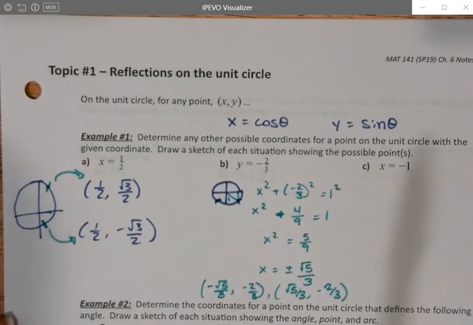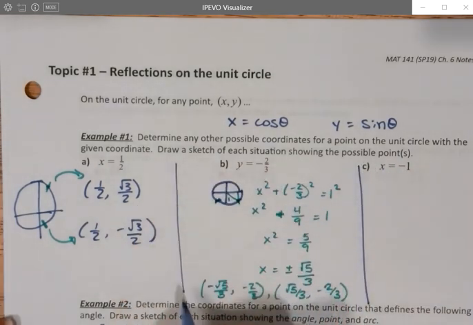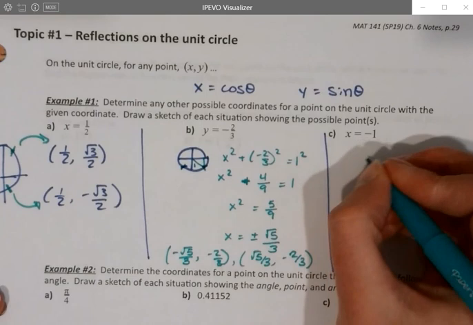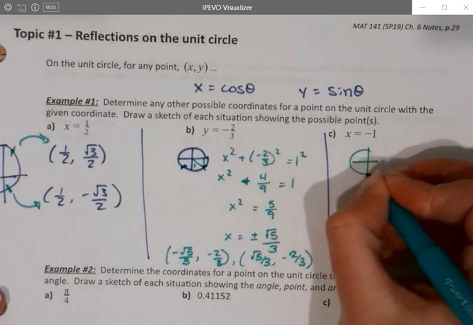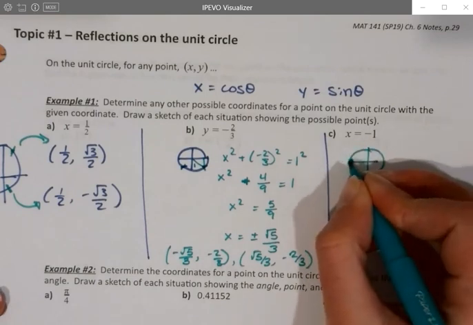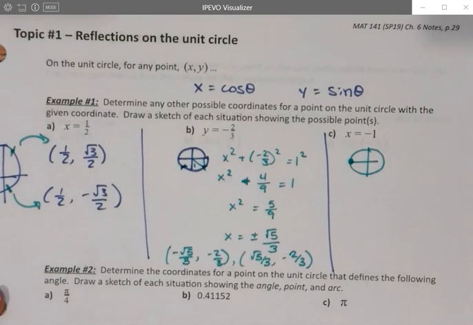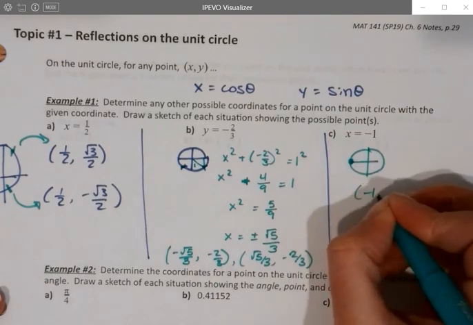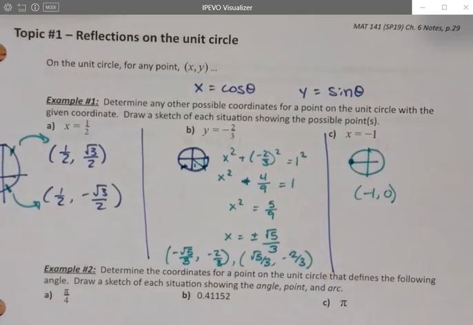Okay. All right, and then the last part here, part C, we're looking for a place on the unit circle where the x value is negative 1. And so when the x value is negative 1, we have to be right there on the x-axis. The radius has to be equal to 1 as well. And so the only possible ordered pair for that is negative 1, 0.